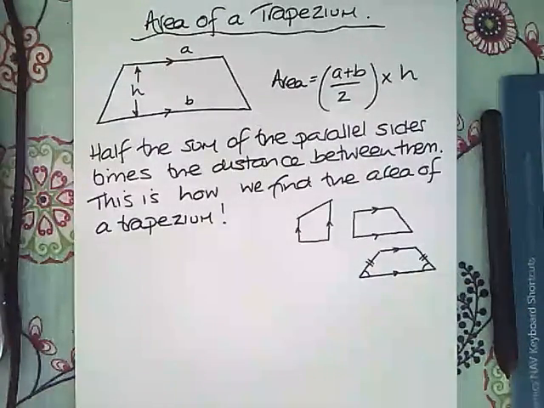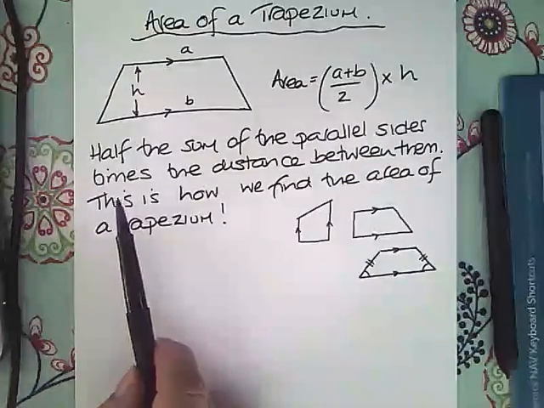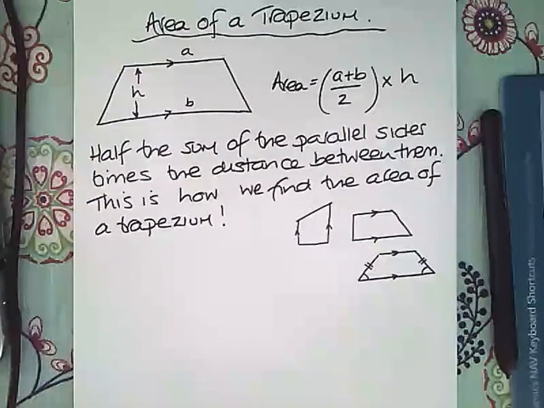Right, now the worst bit of this video is that there is a little song to sing to find the area of a trapezium. If I was you, I'd probably just learn the formula, but I have to sing the song. So it goes like this. Half the sum of the parallel sides times the distance between them. This is how we find the area of a trapezium.